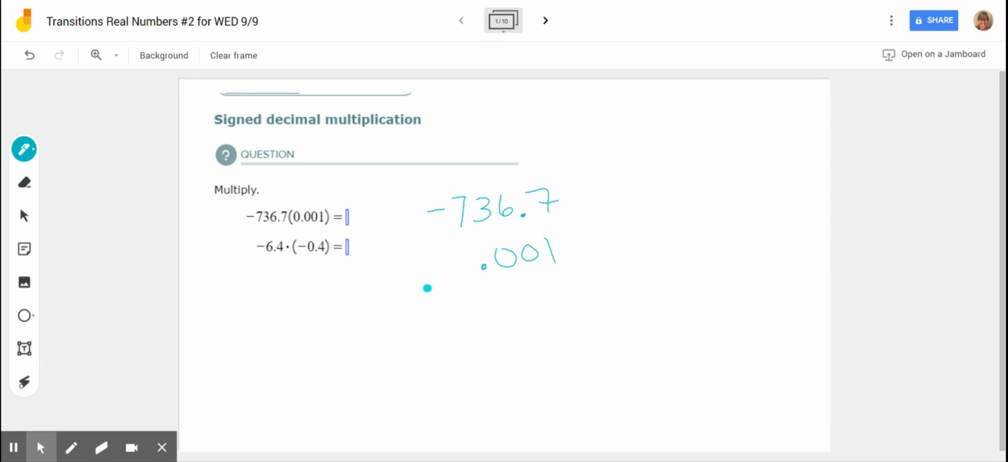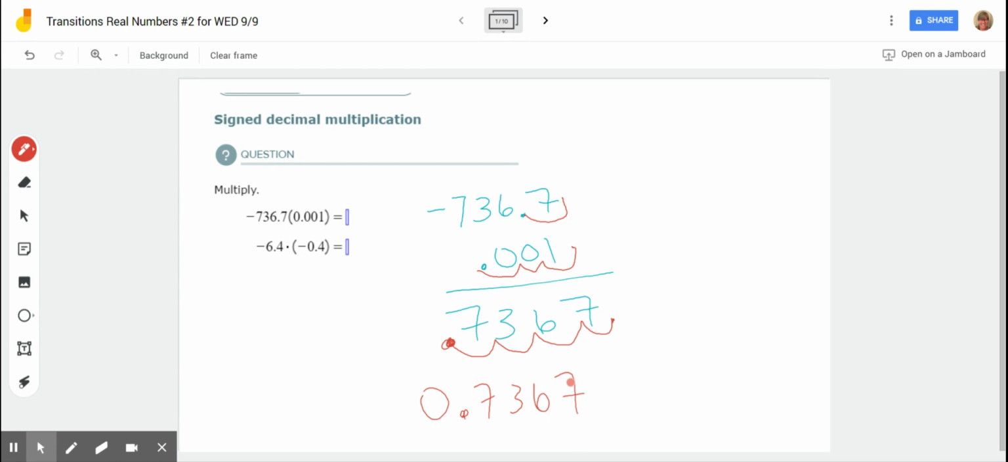Okay, when you multiply this, you multiply going up and over, right? So 7, 6, 3, 7. That's the 1. You don't need to do the zeros because it's all going to be 0. All you need to do is count the number of decimal places that you have in both numbers. So this is 1, and this is 1, 2, 3. So altogether that's 4. So you're going to start here, and you're going to go 1, 2, 3, 4. And that is your answer. It's 0.7367.